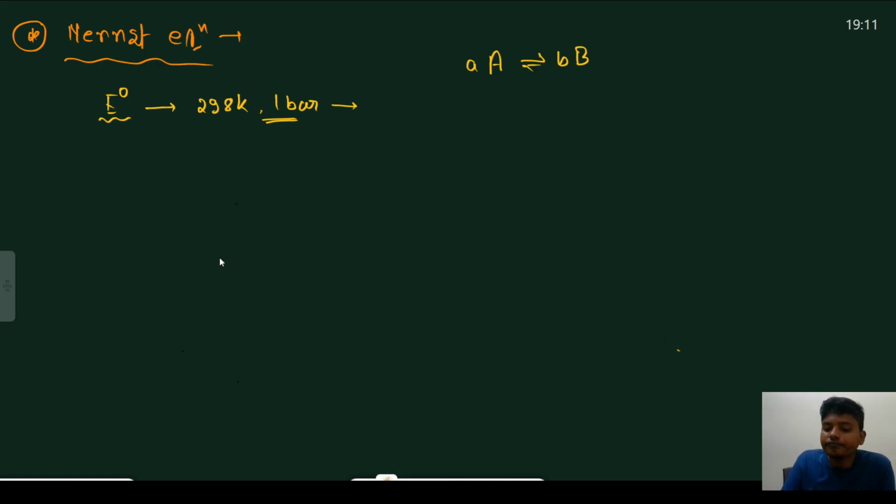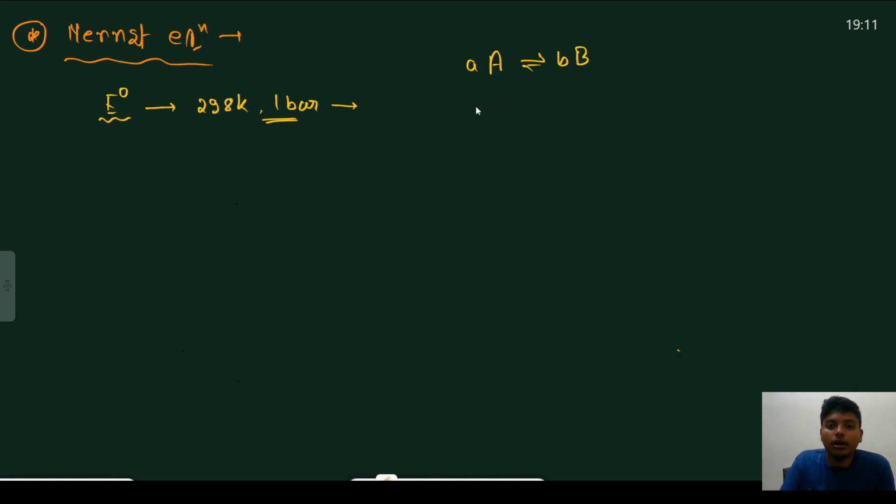Yes or no? So for that we need to check the electrode potential. Okay, so that is not E naught cell, that will be changed. Now let's suppose a reaction is in equilibrium, A to B, they are in equilibrium.